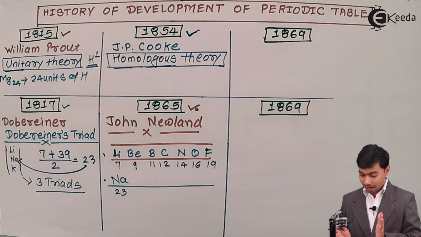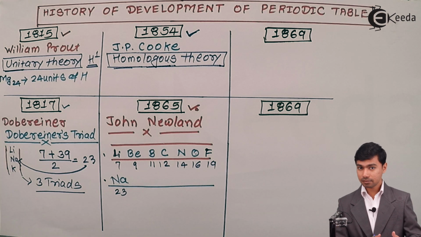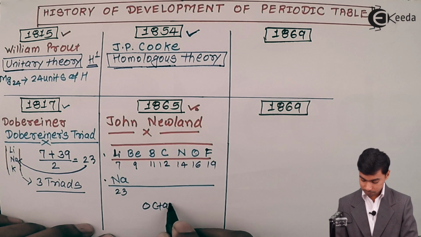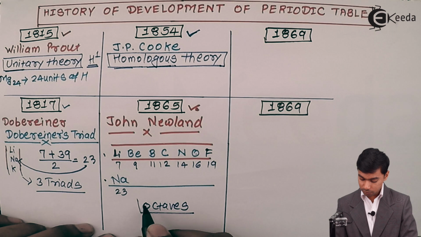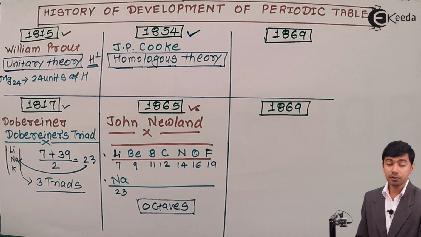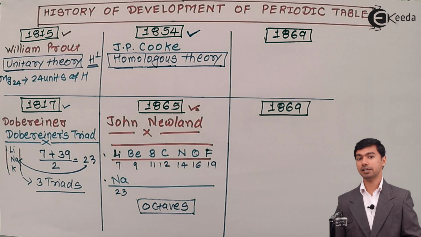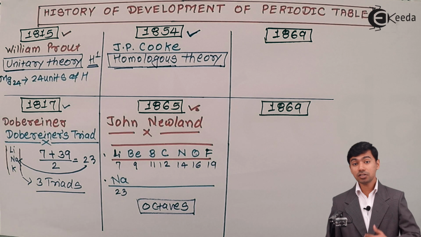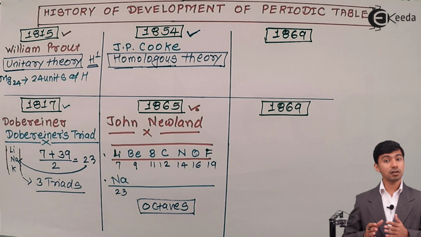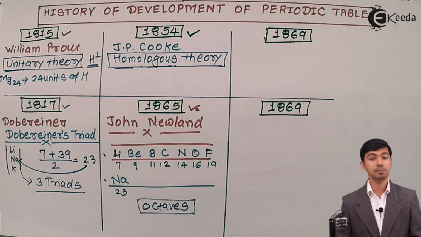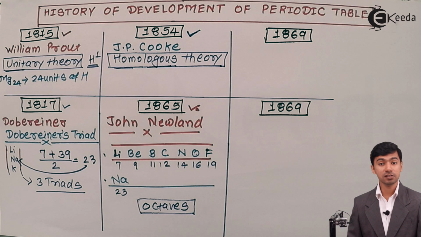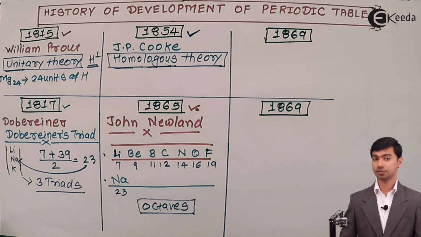So as these are the 8 elements in one line, Newland named them octaves, and they are referred to as Newland's octaves. So what is Newland's octave? Newland made an arrangement of 8 elements in such a manner that they are arranged in increasing order of atomic mass, but the first element and the 8th element are supposed to have similar properties, just like musical octaves. So Newland named this theory Newland's octaves.